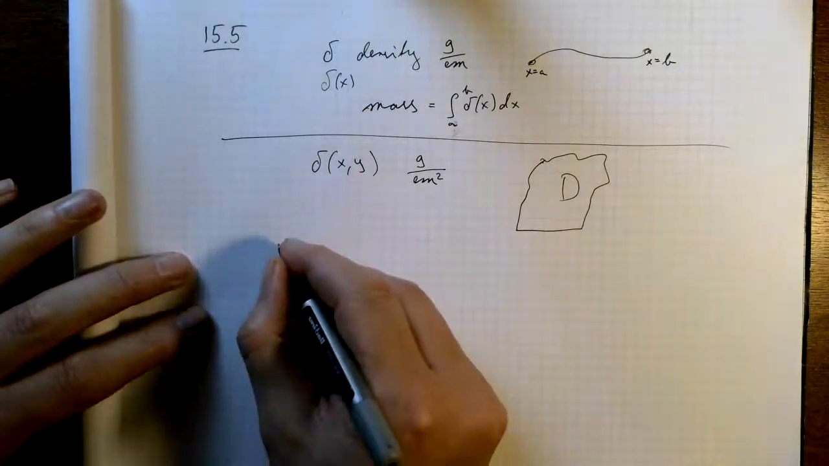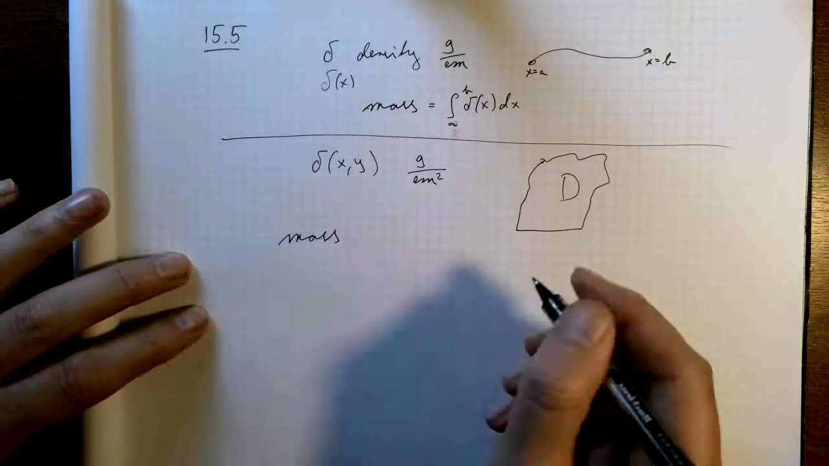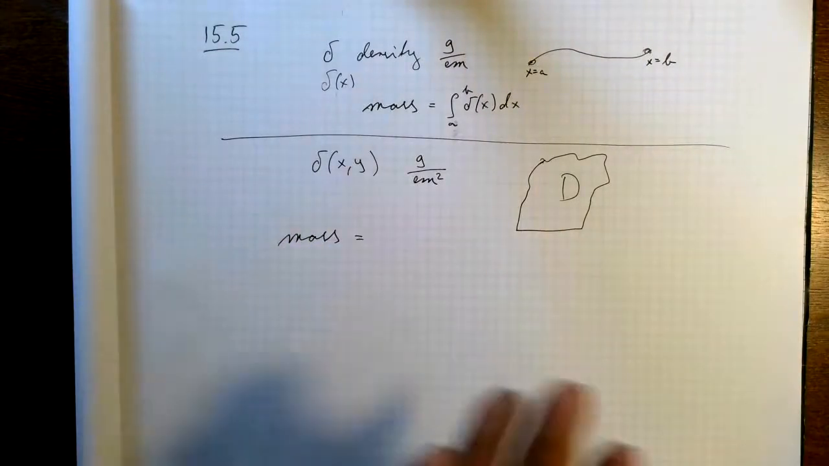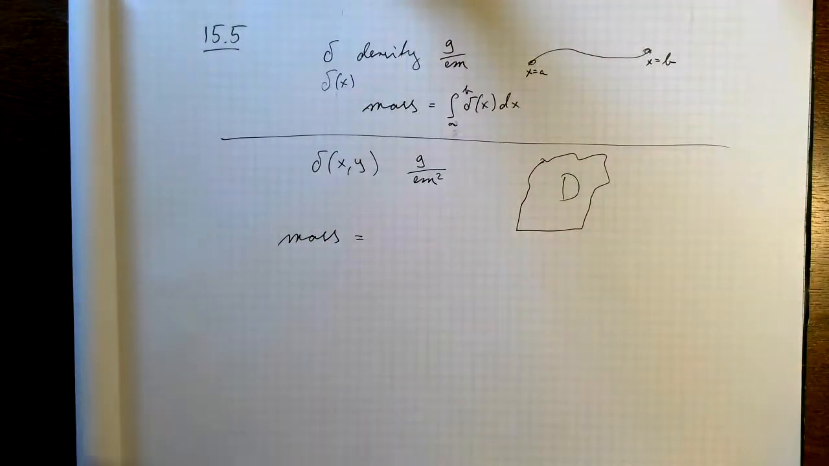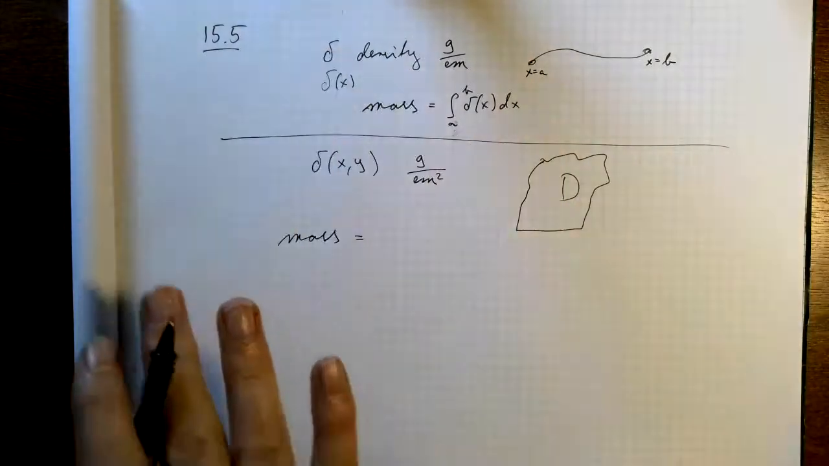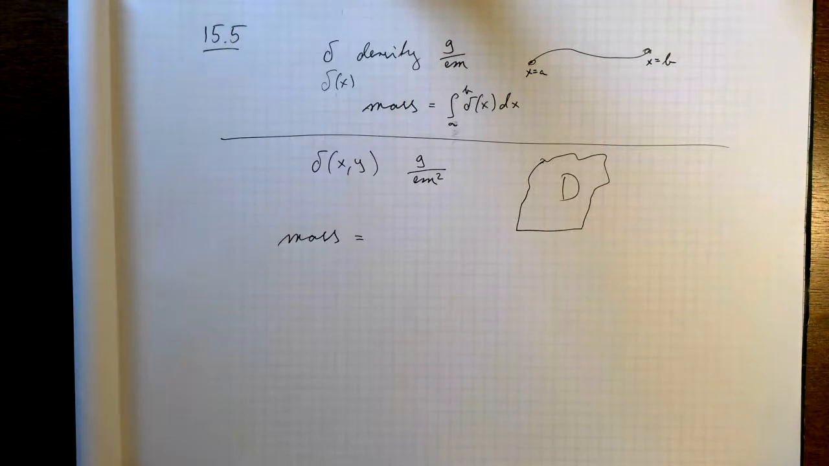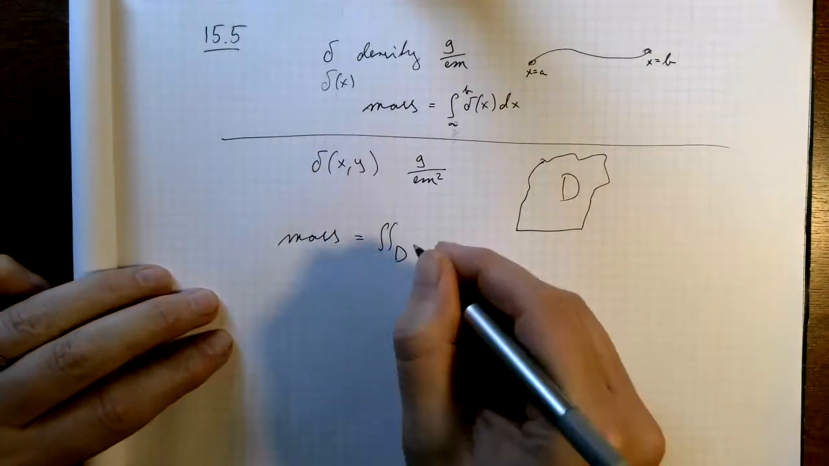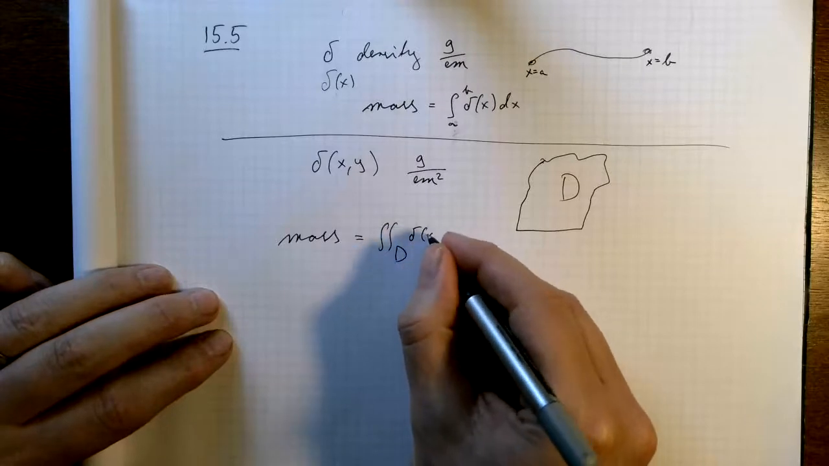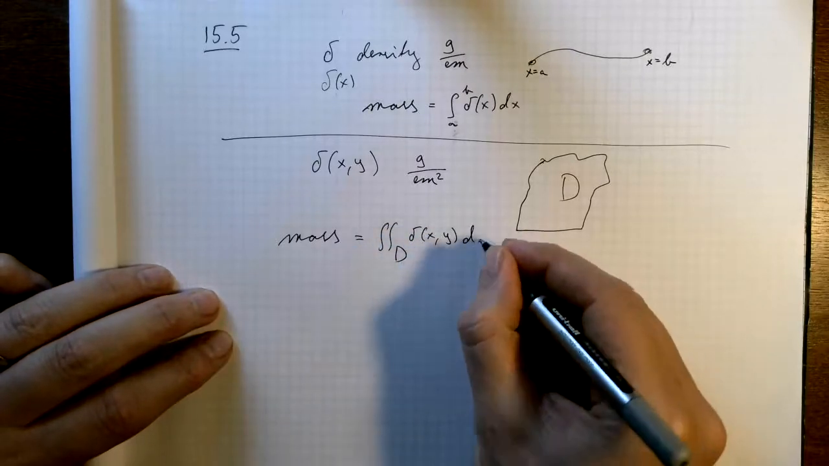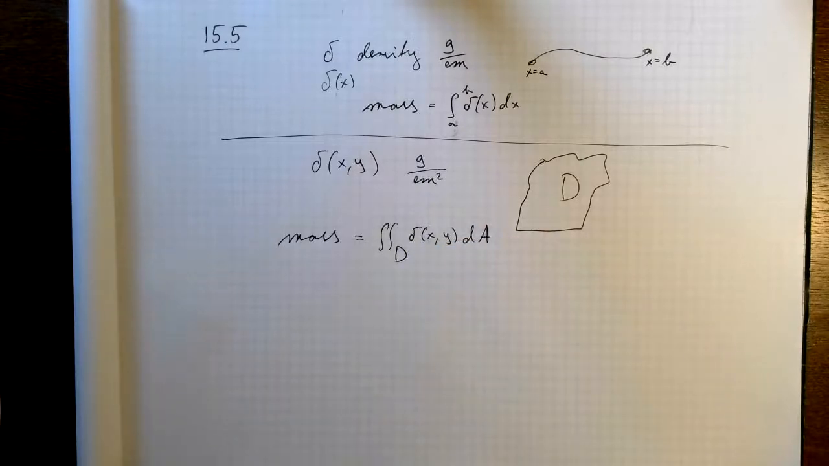Then the total mass of this region, so the total mass of a thin plate that has density given by delta, is just again the integral of the density with respect to area.